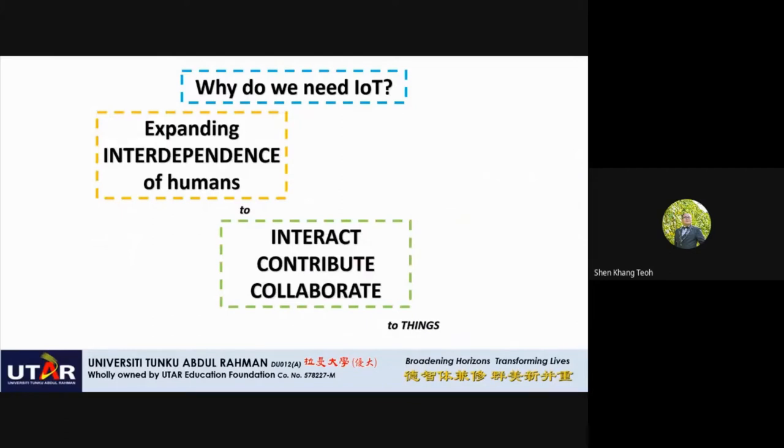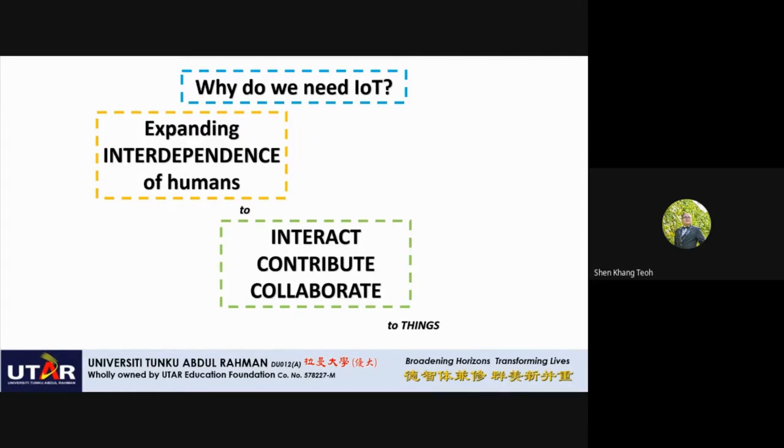So Internet of Things basically is expanding the interdependence of human, that is to interact, contribute, and collaborate with things. What do I mean by interdependence of human? It is how we depend on each other. I know this sounds a bit complicated, but let's understand this with an example. As a student, you need to submit an assignment report to your lecturer to review. If there are any changes, the lecturer will give feedback and communicate back to you. It will take multiple iterations, and in this manner, a report with fewer mistakes is created.